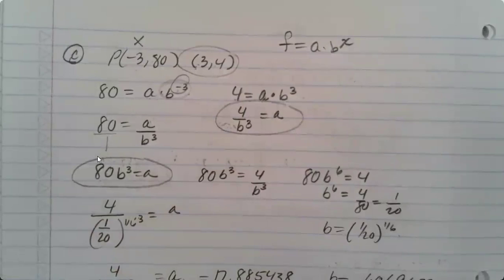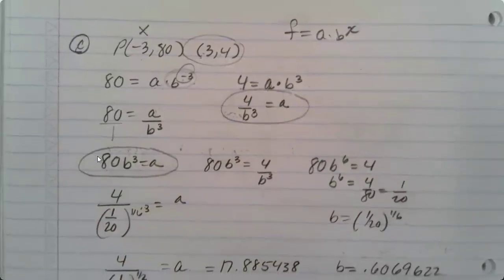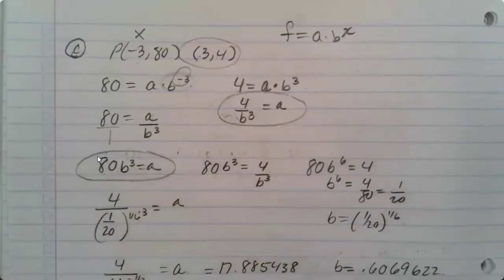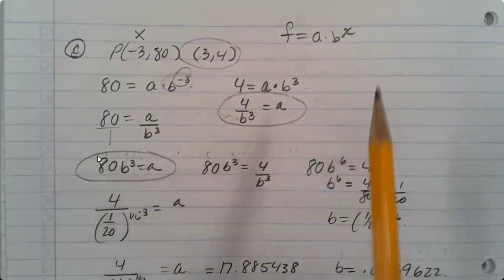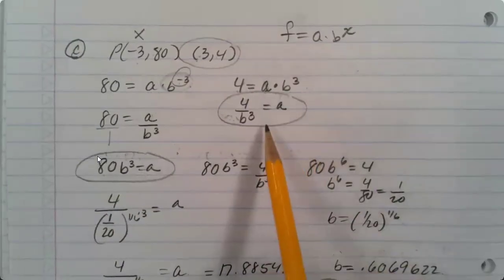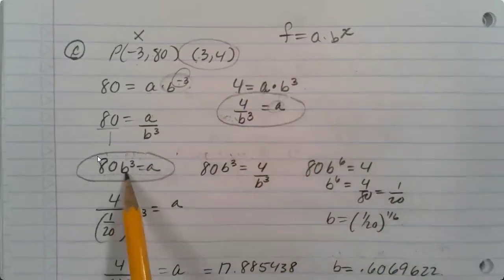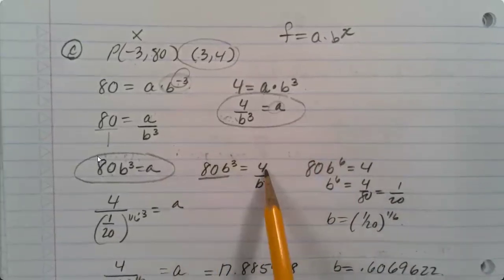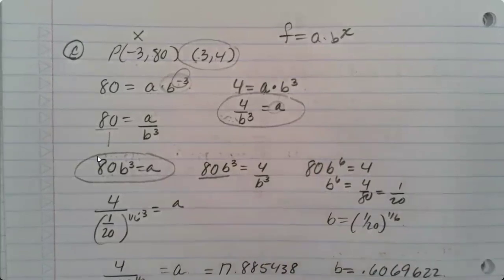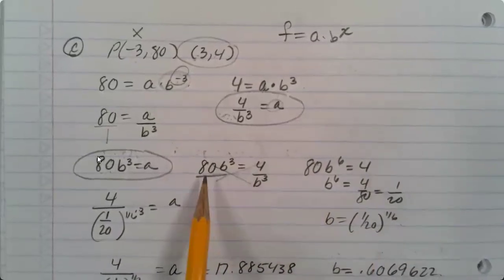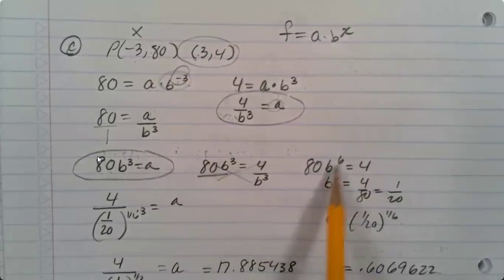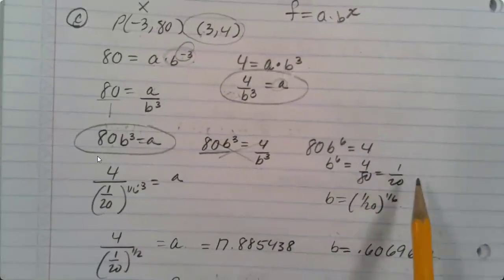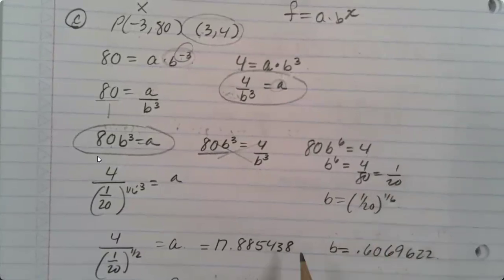So you're actually solving a system of equations by substitution. So think, a equals this, a equals that. What are you going to do? I'm going to replace this a right here with 80 times b cubed. So I'll get 80b cubed equals 4 over b cubed. Cross multiply. So I'll get 80 times b to the 6th equals 4. Divide by 80, and I'll reduce that to 1/20th.